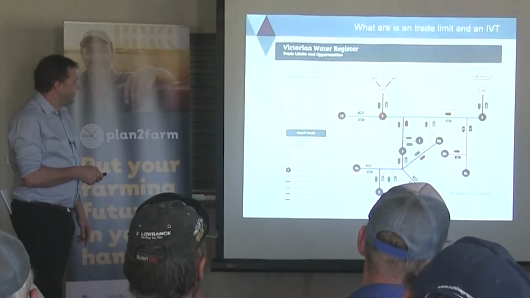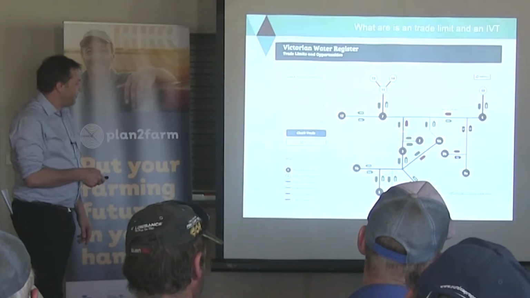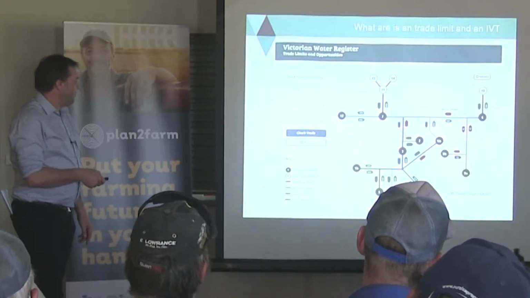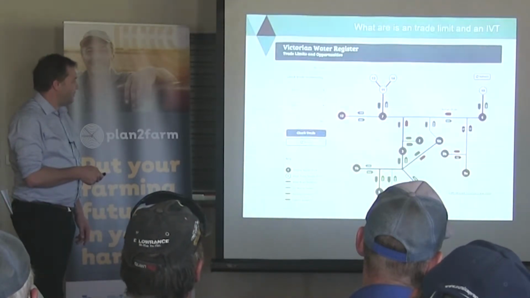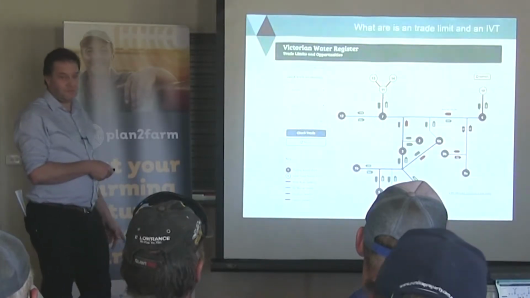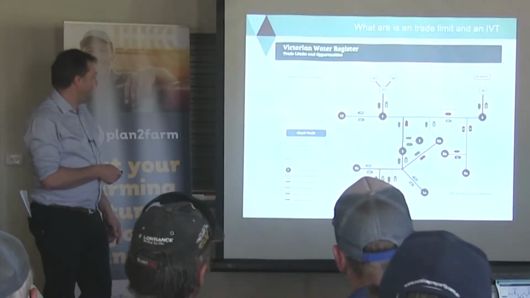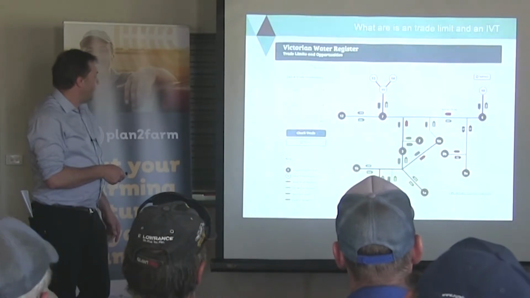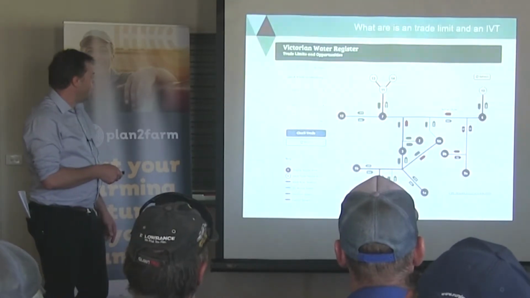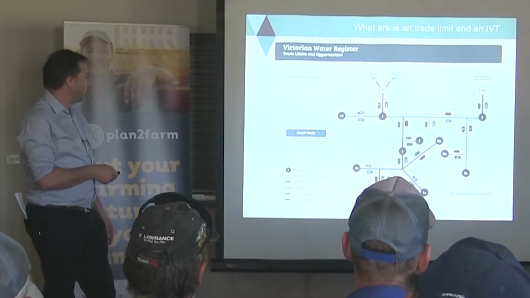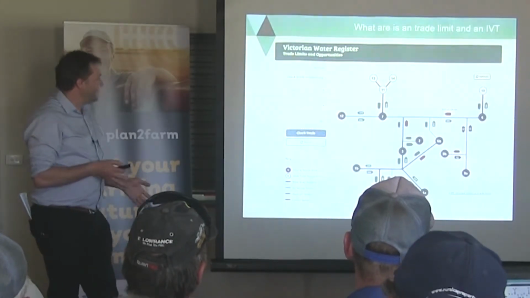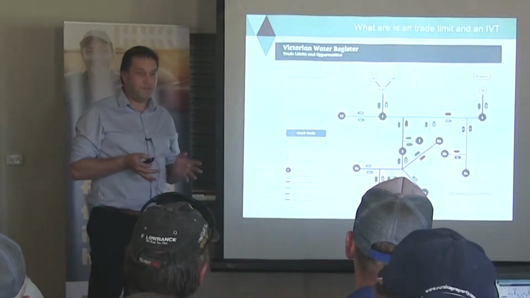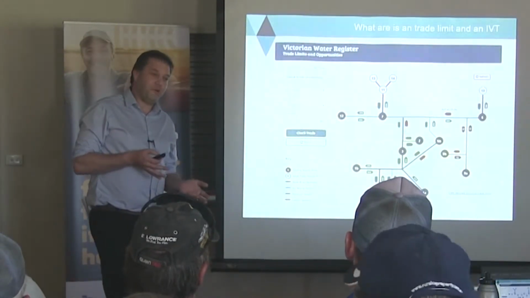So in this circumstance, you can trade water from 7 back up into the Goulburn, or from 7 you can go either way to South Australia, and there's no actual constraint on the limit between South Australia and Victoria at that point. There's no limit going into New South Wales, but there's a 200 meg limit coming back into Victoria.